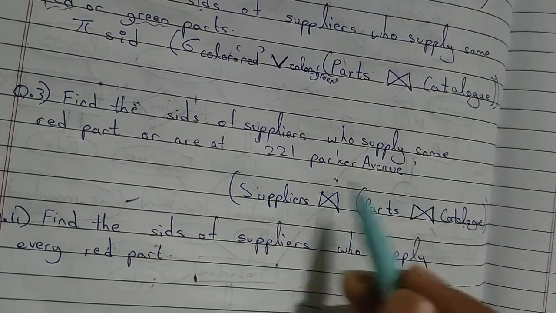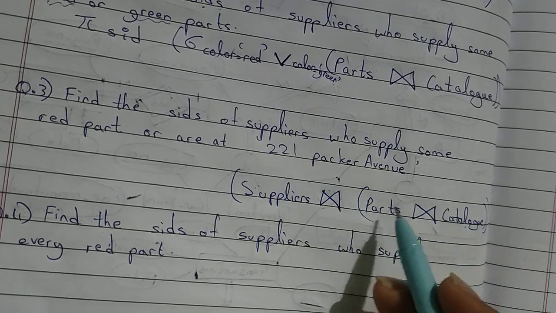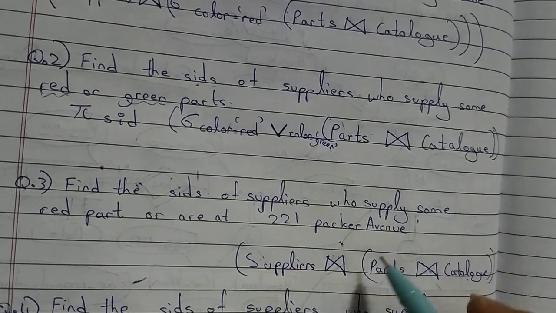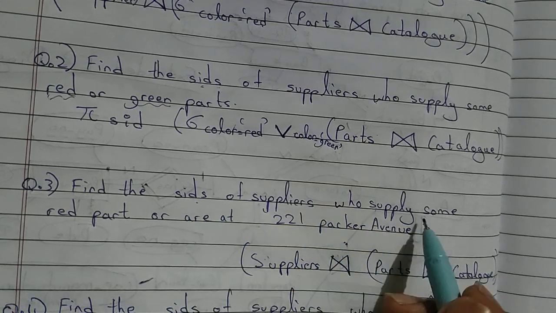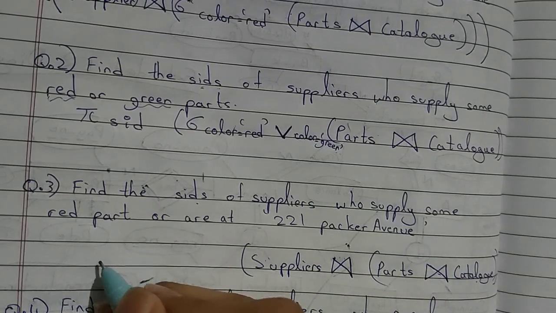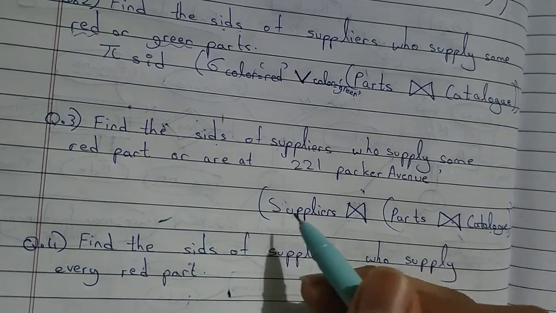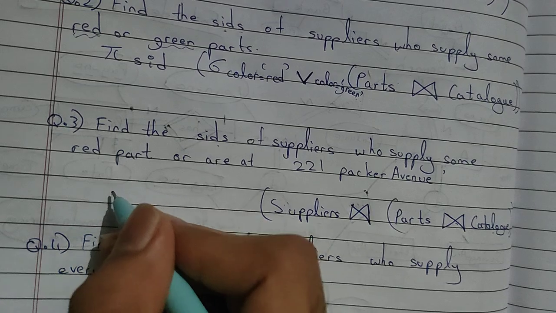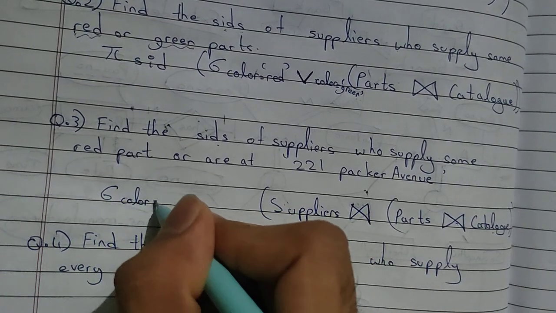SID and PID are not repeated, they'll be mentioned only once, but they are very crucial while linking these things together. Now that we are done with this, we need to find the SIDs of suppliers who supply some red part or are at 221 Packard Avenue. So now we need to select those entries which supply red parts, that means the color is red or their address is equal to 221 Packard Avenue.